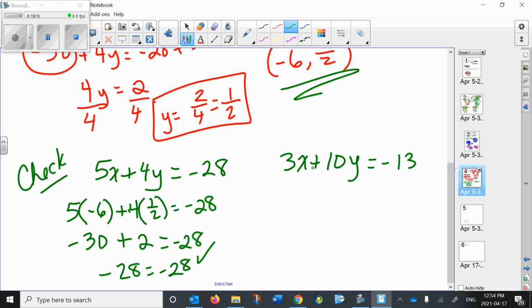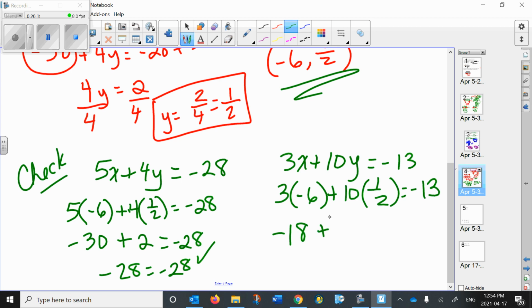Then we go over here and we say, okay, from there now, how am I going to figure this out? Well, again, I'm going to plug in negative 6 for x. So 3 times negative 6 plus 10 times 1/2. Does that equal negative 13? 3 times negative 6 is going to give me negative 18. Plus 10 times 1/2 is going to give me 5. Does that equal negative 13? Well, negative 18 plus 5 is negative 13, and it does indeed equal negative 13, and we are correct.